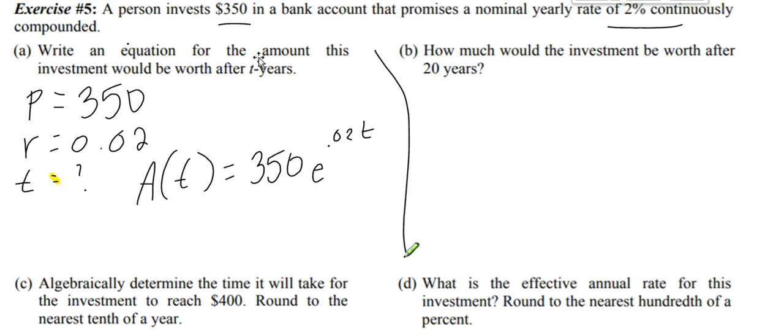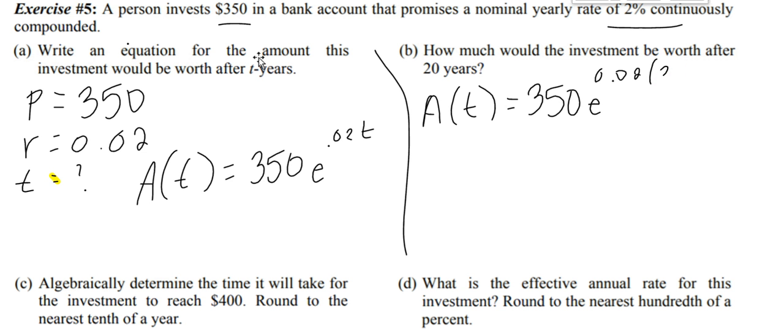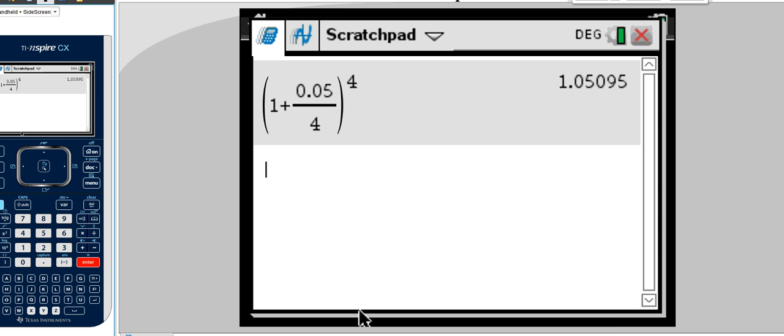So then when we go to B, it says how much would the investment be worth after 20 years? So the investment after 20 years, well, what am I going to put 20 in for? T. T is the number of years. So I'm just going to put A of T equals 350 e to the 0.02 times 20 power. Now we need to put that in the calculator. So let me get the calculator.